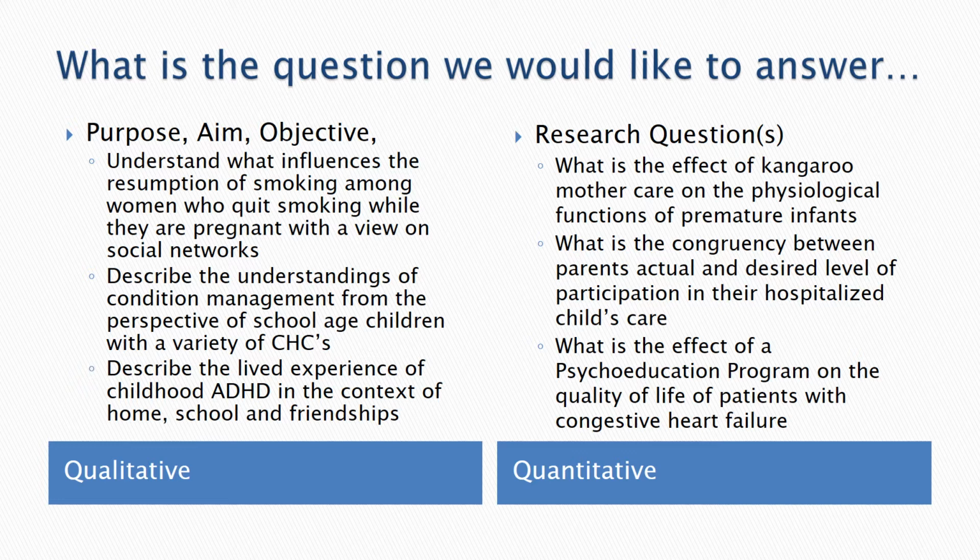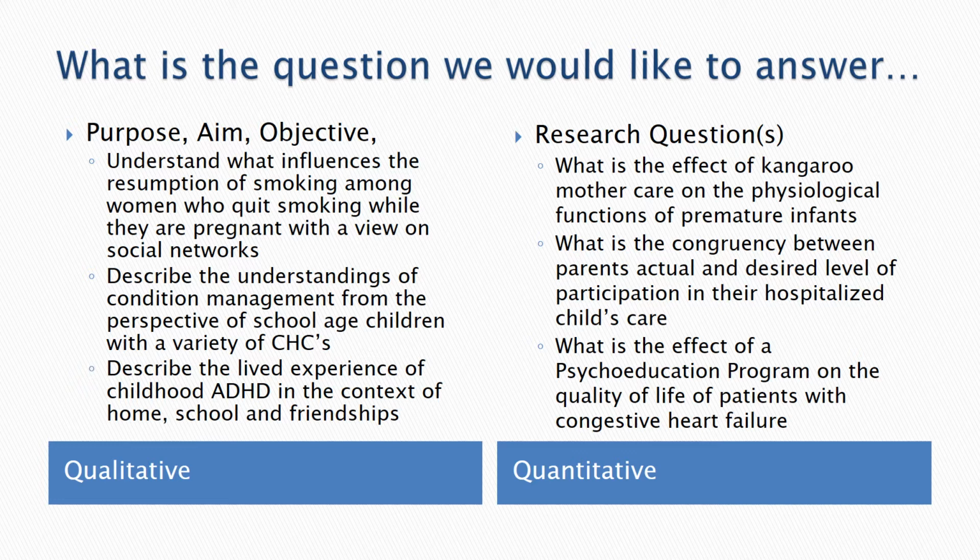What is the question that the researcher would like to answer? And this can be quite different in a qualitative versus a quantitative domain. So on the left side, with the qualitative domain, sometimes you won't see a research question, but you'll see the article state the purpose of this research, the aim of this research, the objective of this research. And so I've listed 3 examples from actual studies.